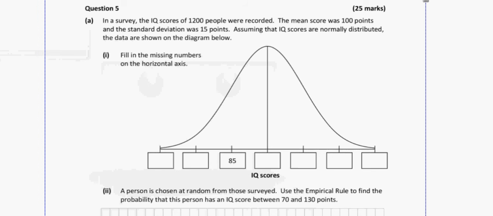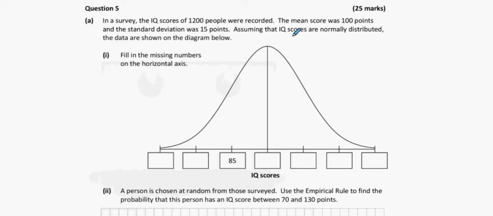In a survey, 1,200 people's IQ scores were recorded. The mean score was 100 points, and the standard deviation was 15 points. Assuming IQ scores are normally distributed, fill in the missing numbers. No bother. 100 in the middle, 115, 130, and 145.